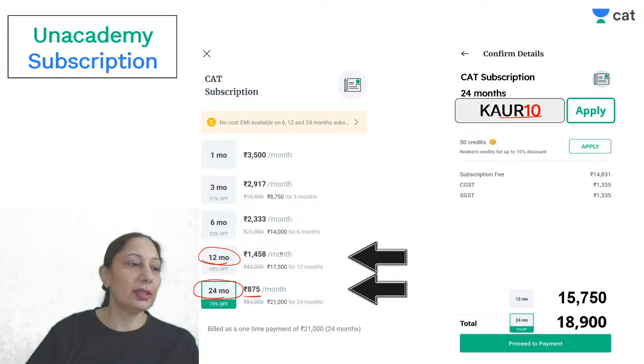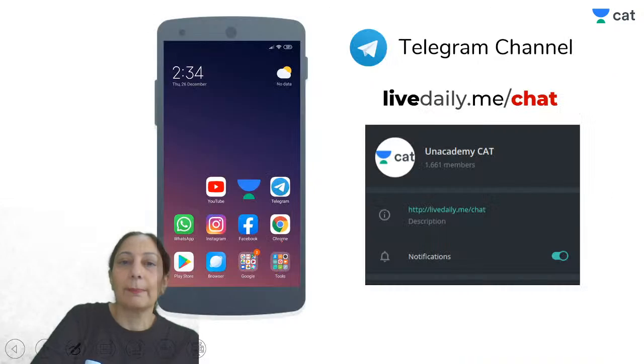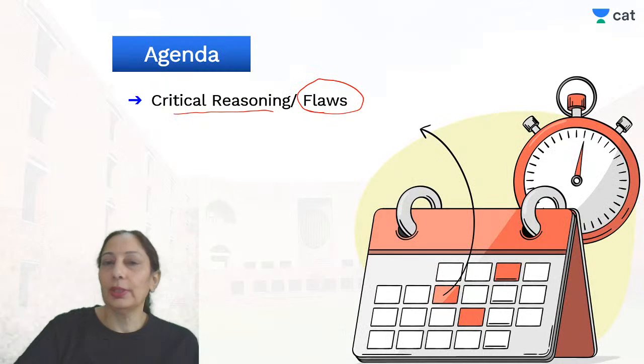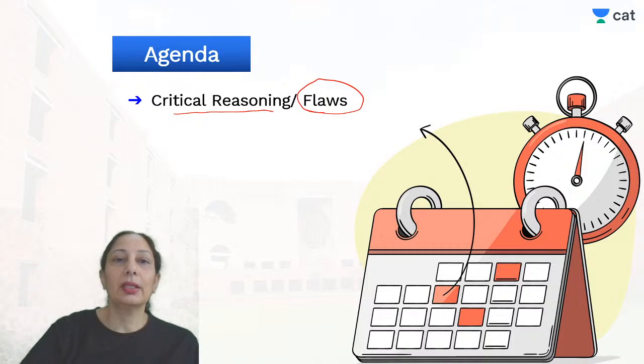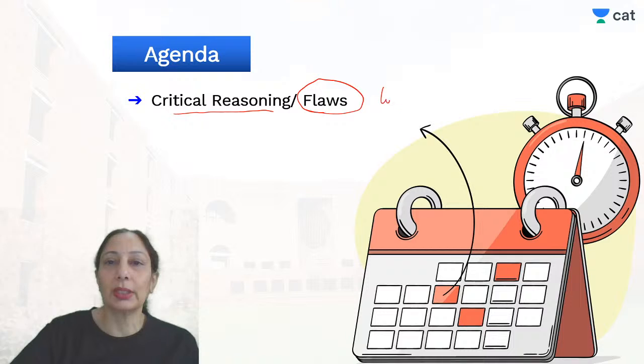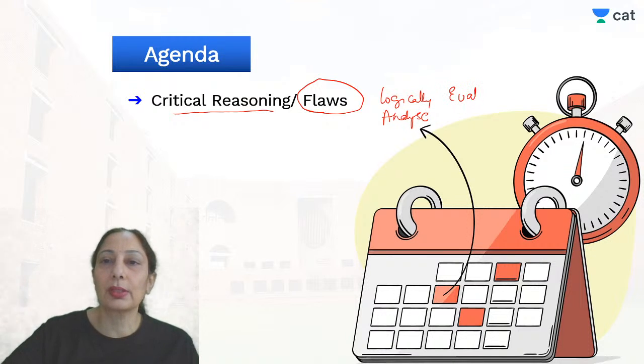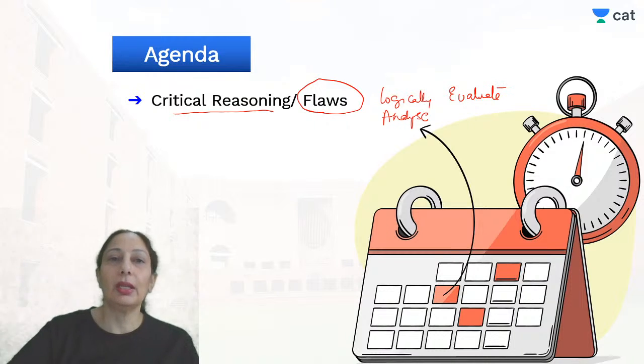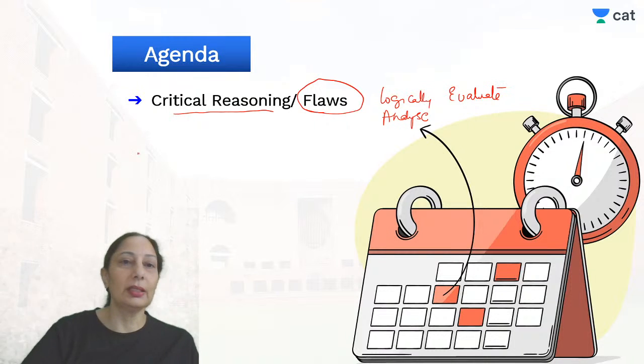Yes, so aaj kya karna hai? Hamko critical reasoning karna hai and flaws in critical reasoning. Now, guys, before I go into the questions, I want you to know what is critical reasoning. Critical reasoning is a subject which helps you to think logically. It helps you to analyze. It helps you to evaluate. So you are given an argument in any critical reasoning class.